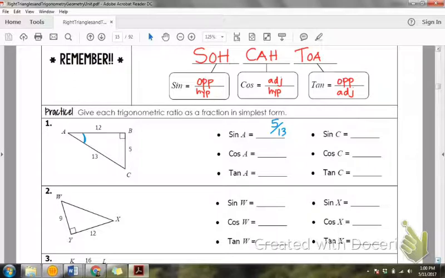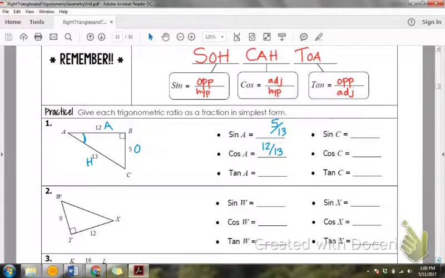Always looking for sides. 12. Right? Because we know that 13 is always the hypotenuse. This is going to be our opposite, and this is our adjacent. Okay, so 12 over my hypotenuse, which is 13. Guys, labeling like I did, do you see on my triangle how I labeled AOH? That's going to be super helpful for you.